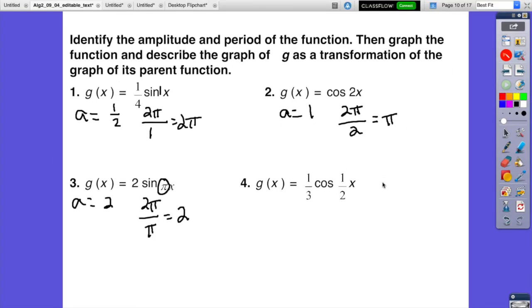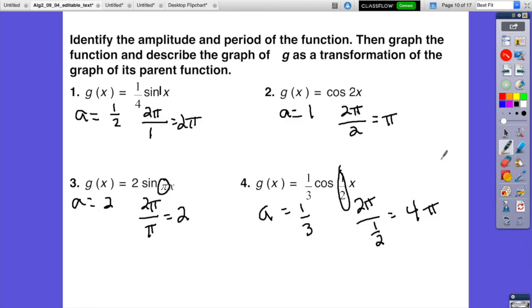Okay, last one. Number 4, cosine. Okay, amplitude, 1/3. Okay, so it's going to be a shrink, so a little bit shorter. And period is going to be 2 pi over b. And again, we got to get used to our fractions here. That's 1/2, right? So remember, what does that mean? You're going to multiply it by 2. So it's going to be 4 pi.